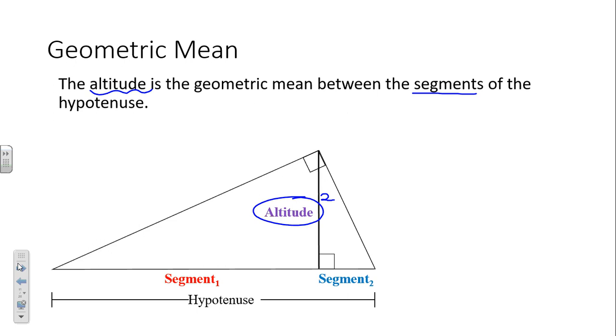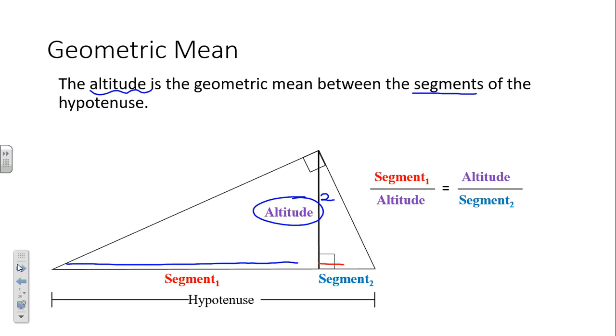So that means that if I want to set up my proportions, the altitude is going to go where the x's did, and the segments are going to go where those other numbers fit, A and B. So the altitude has to be across from itself in the diagonal. Segments have to be across from each other. And when we say segments, we mean this piece and this piece. When we started with our big original right triangle, the altitude is the one that goes from the right angle down to the hypotenuse.